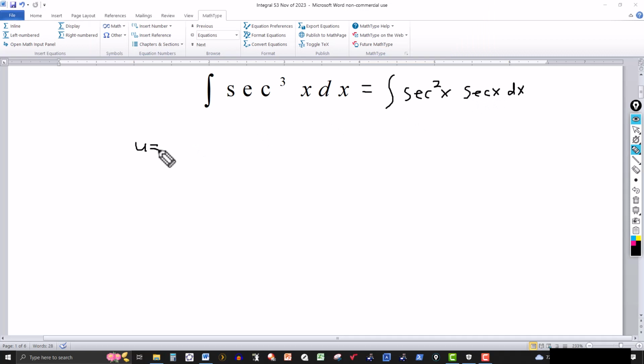So I'm going to let the u equal the secant of x, and the dv will equal secant squared of x dx. Those will be the two parts in this problem. I can take the derivative of secant of x, and secant squared of x has an integral. So my du will equal the derivative of secant, which is secant x tangent x dx.